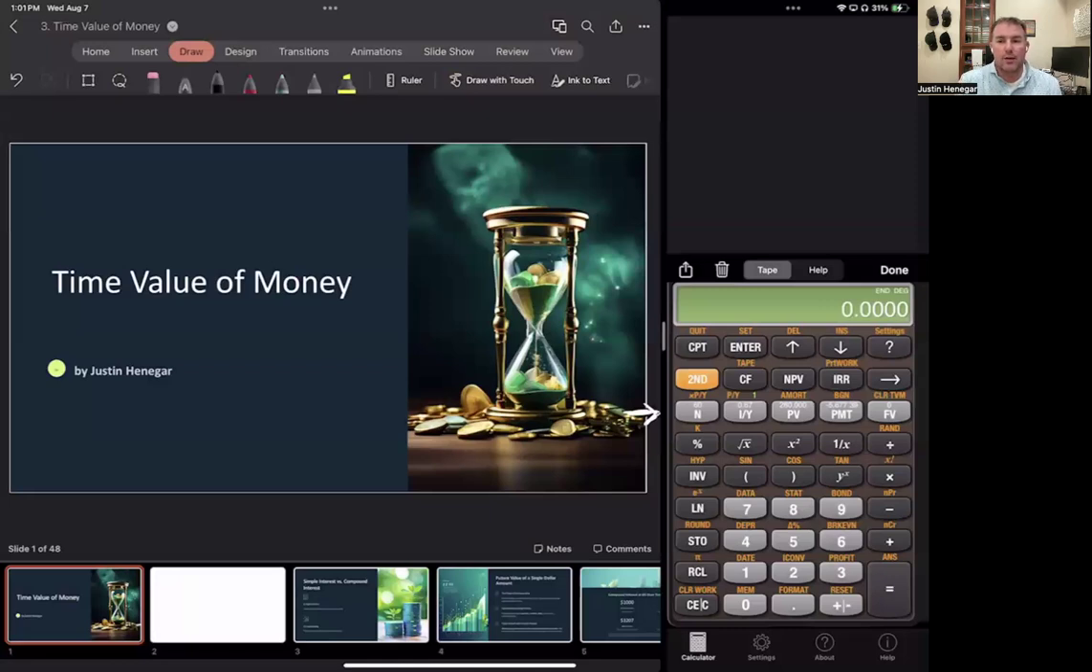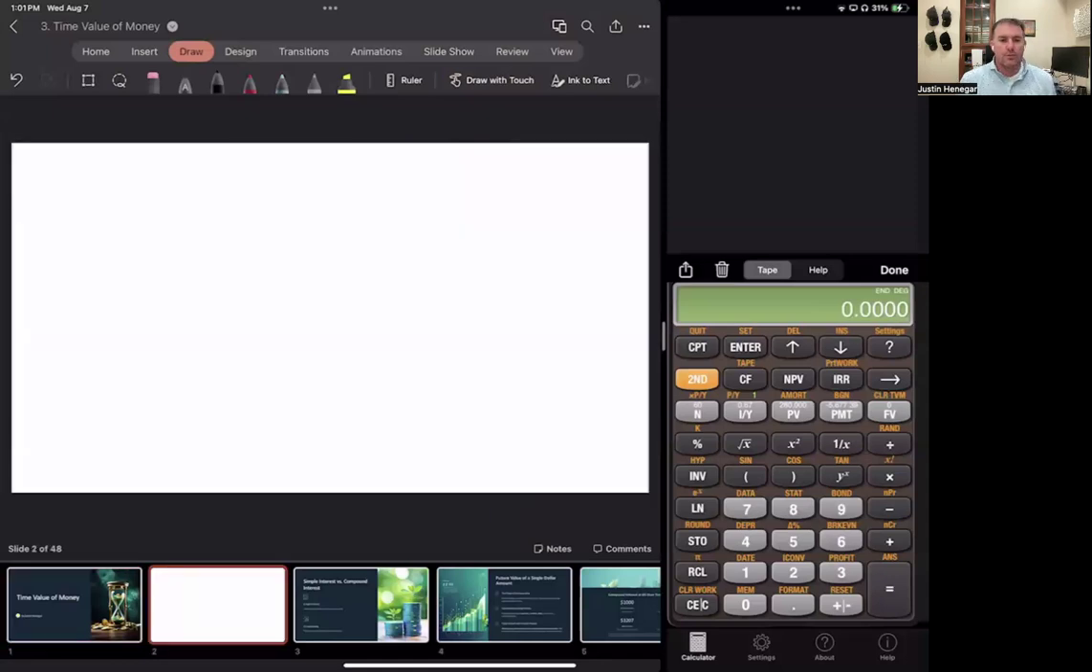As you can see in the top right-hand corner, there's a blank black box. This is actually going to show us the tape. As I enter information in the calculator, if for some reason you miss it, you can look up at the tape and you'll be able to see exactly what I entered. I'll show you that in a moment. So without further ado, let's go ahead and get started.